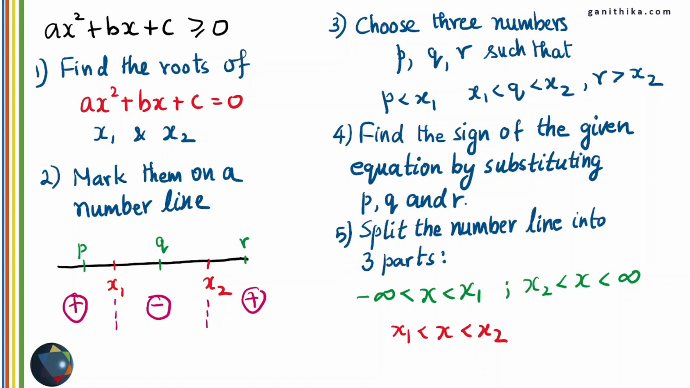According to the sign that you have put on the number line, you will get the solutions for the inequality asked in the question. So in this case, ax square plus bx plus c greater than or equal to 0 will have a solution on either side of x1 and x2: negative infinity to x1 and x2 to infinity, with x1 and x2 inclusive because the equal to sign is there in the question.